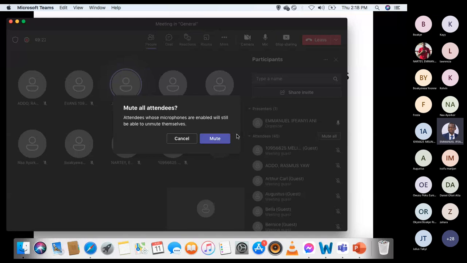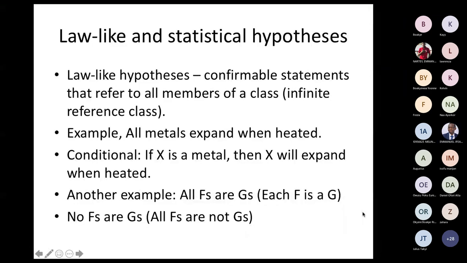When you're converting law-like hypotheses to conditionals, it helps to see that the conditional is what I would call a perfect conditional. If X is a metal, then X will expand when heated. If something is a metal, it will expand when heated because we are told that all metals expand when heated. That's the implication. That's why it is called a law-like hypothesis. The law-like is because anything that's a metal will expand. It's like a law. That law is produced by the reference class, or the infinite reference class.